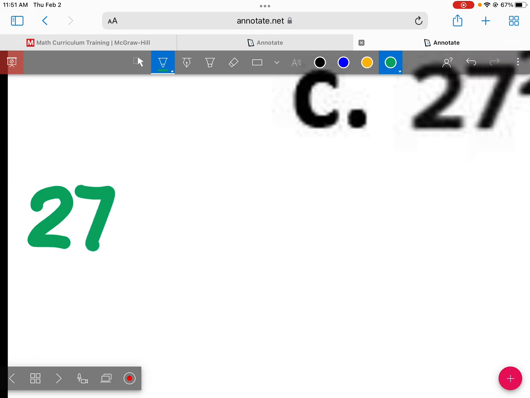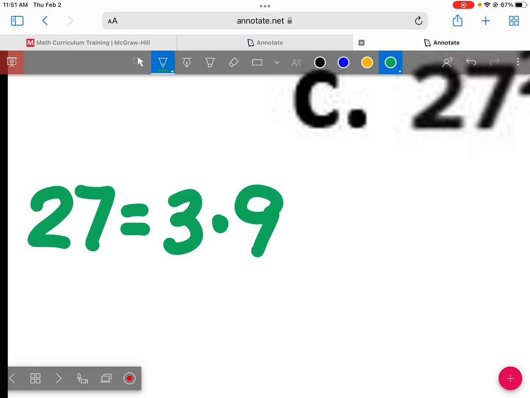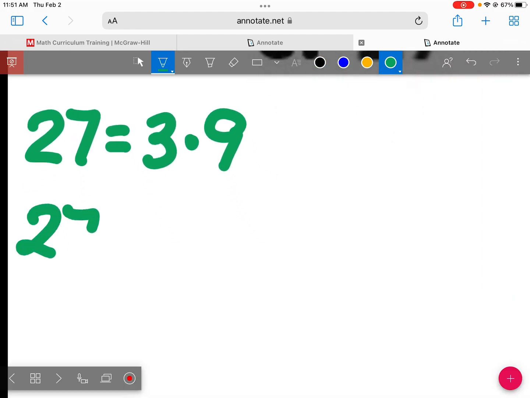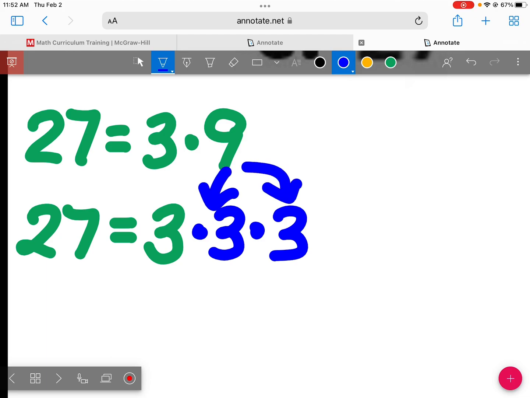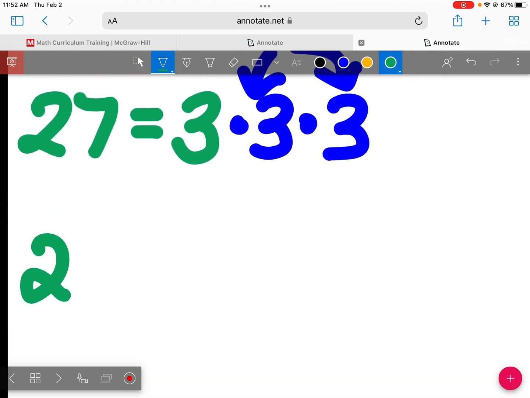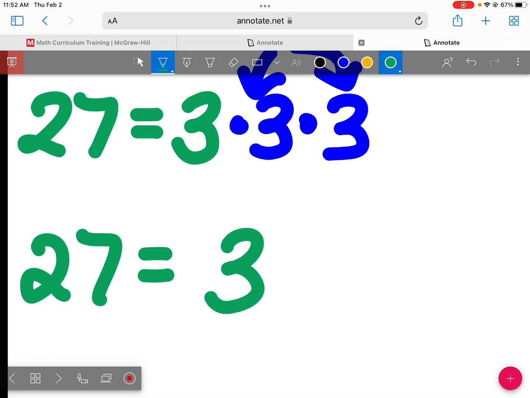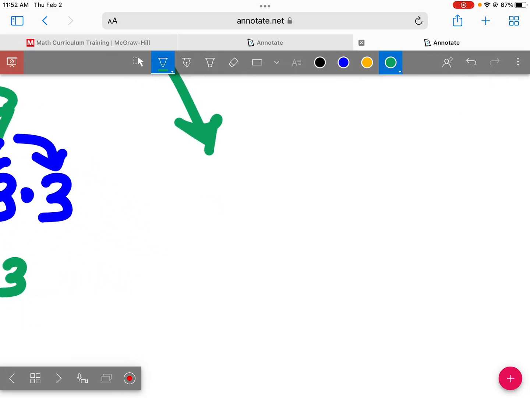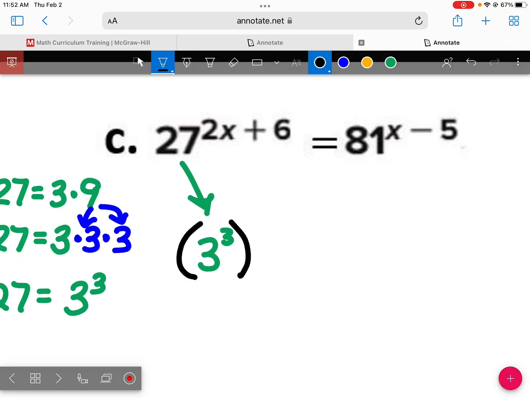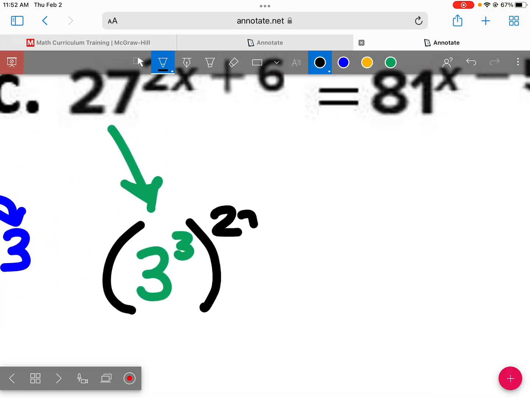But 27 is 3 times 9, right? And then I can break down that 9 a little bit more to be 3 times what? 3 times 3 times 3, yes. So 27 is 3 to what power? 3 to the third power. So I can rewrite this one. Why do we have to rewrite them both? Okay, you answered your own question. That works.